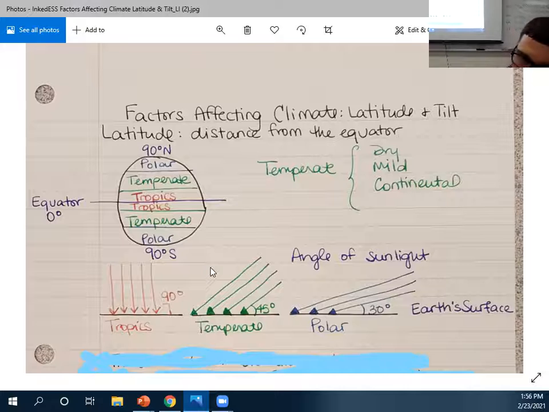Okay, there are 3 subcategories of the temperate zone. We have dry, mild, and continental. We're in the mild part, by the way, here in most of Florida, Tampa Bay specifically. And also really important for us to draw, make sure you got a picture, guys, to draw this now or later. We've got these arrows. These arrows down here represent the angle of the sunlight, okay? The sunlight is going to hit different parts of the earth differently.